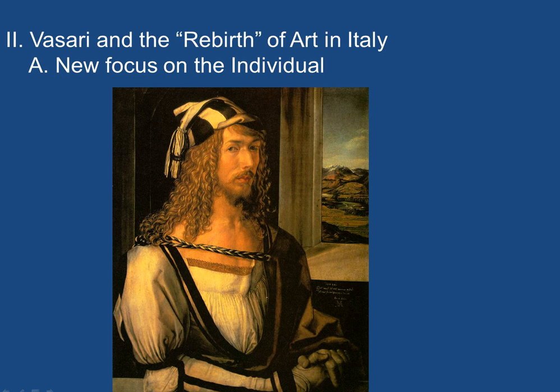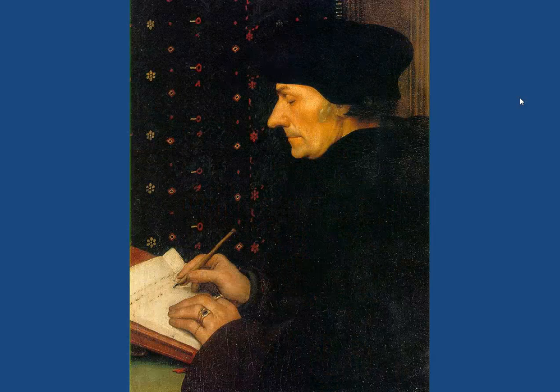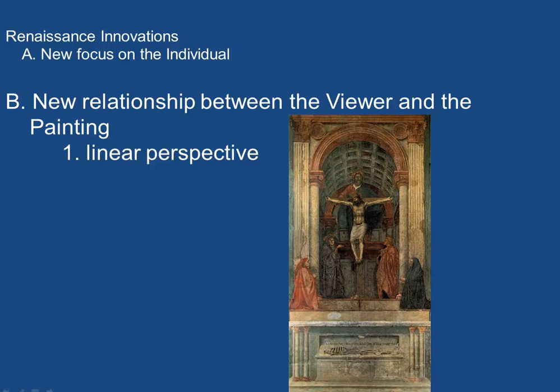It included, among other things, a new focus on the individual. So this is not a type. This is not trying to teach you something. This is a portrait of a very specific individual. Here we see Pope Leo X. And this is probably exactly how Leo looked. Here we see Erasmus, the famous humanist, hard at work at a manuscript. So the idea of painting a portrait to depict not a type or a characteristic like power, but a specific individual is a Renaissance feature.